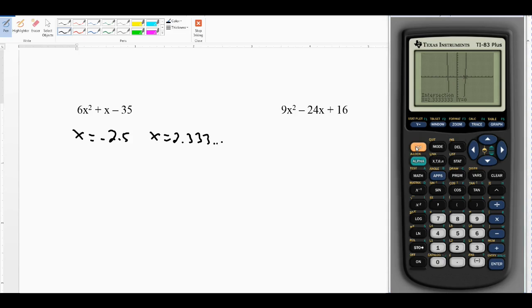So here's what we're going to do. Second quit. I'm going to type in -2.5, math, frac, enter. And what that does is, it changes it to a fraction. Now I'm going to do the same thing to 2.33. Now I don't know how many 3's it takes, but I like to go to the very end. Then hit math, enter. And that gives this x equals 7/3.